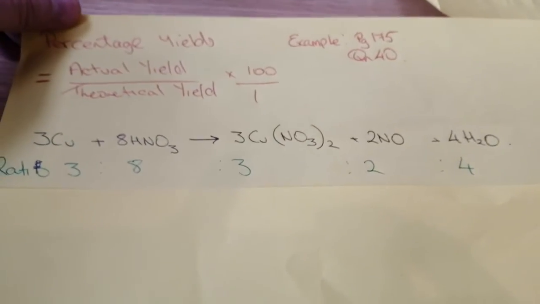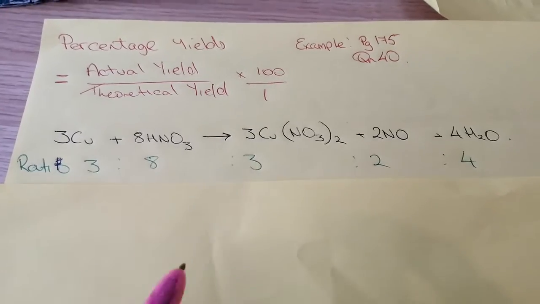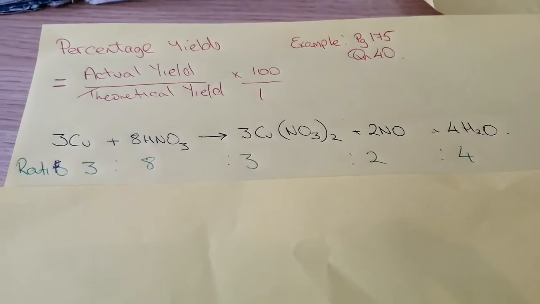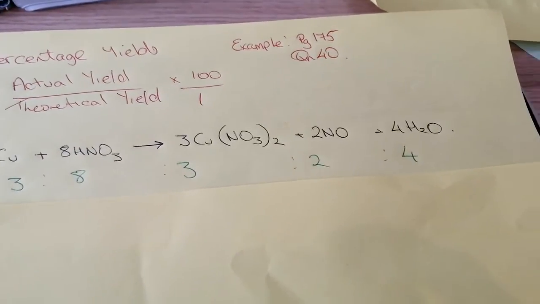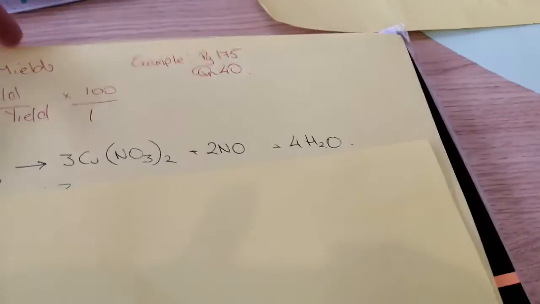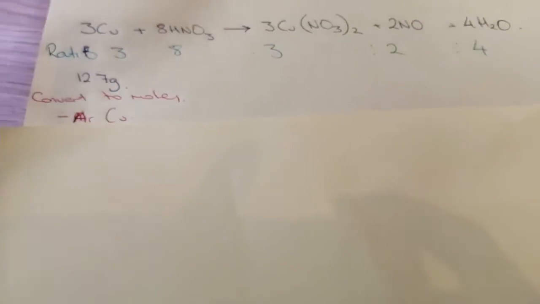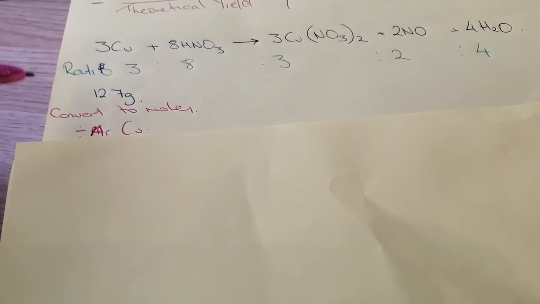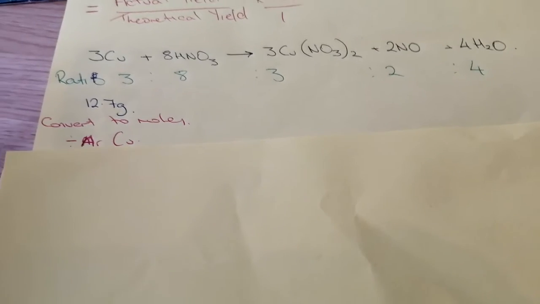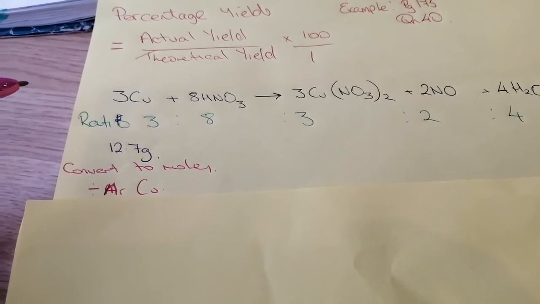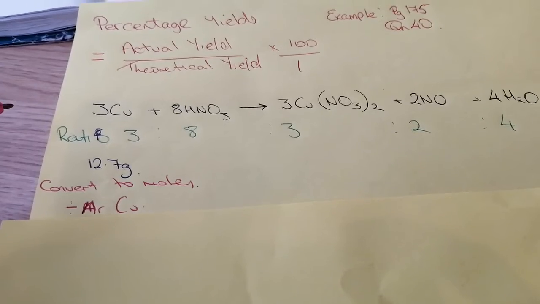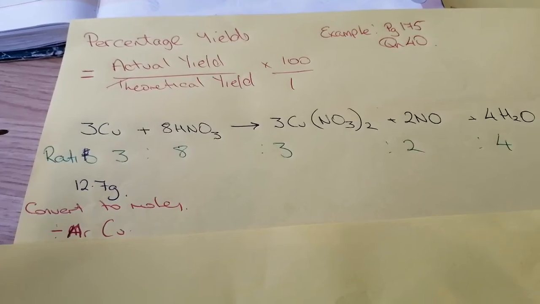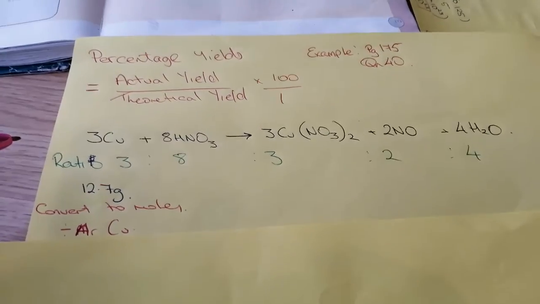So again, like the last set, first things first, ratio. So our ratio is 3:8:3:2:4, because again, these are all the coefficients in front. They tell us in the question two important pieces of information. The first is that there's 12.7 grams of copper used. The second thing, which we're not going to use till later, is that there is 1.12 litres of nitrogen monoxide produced.